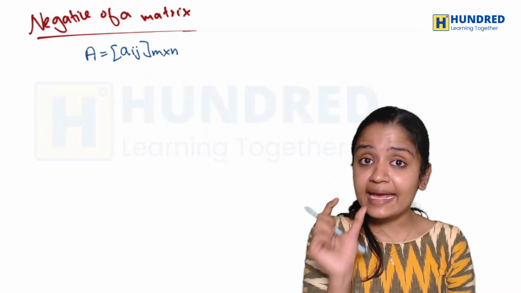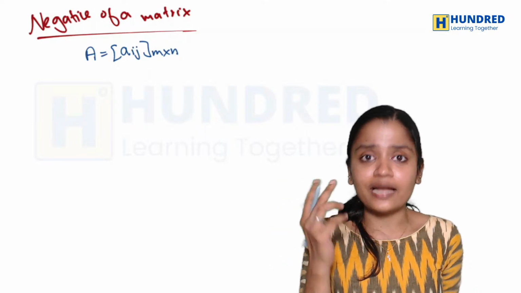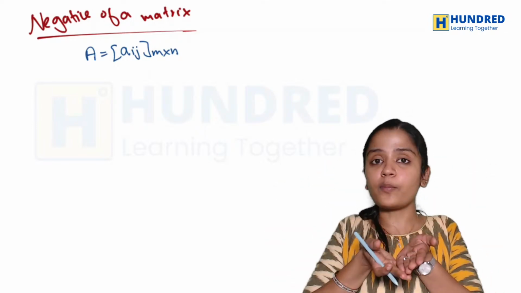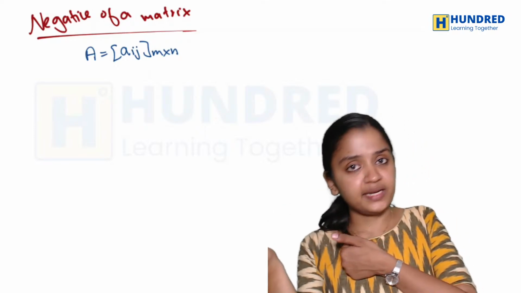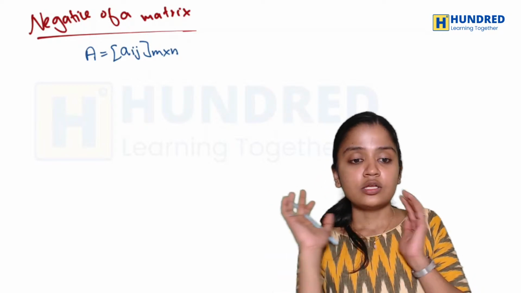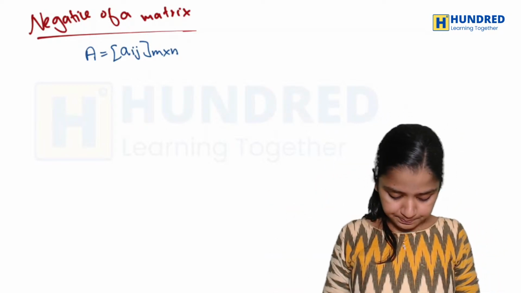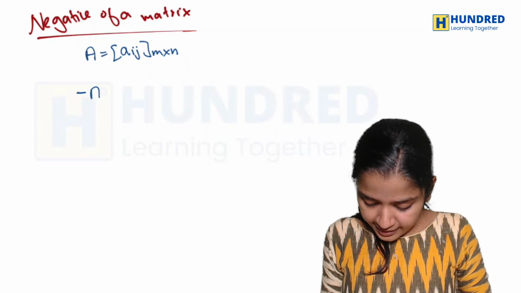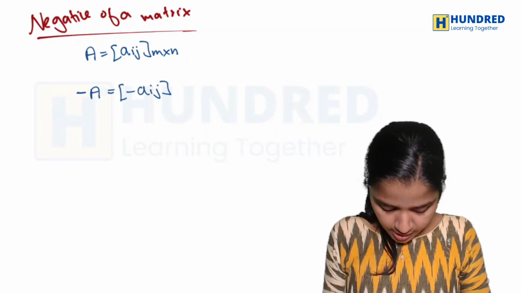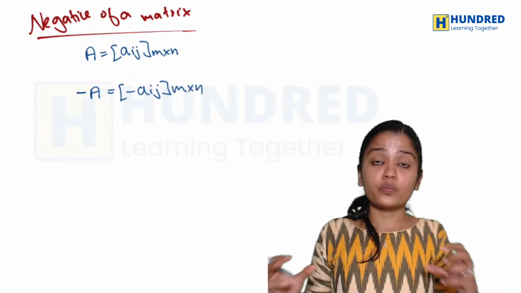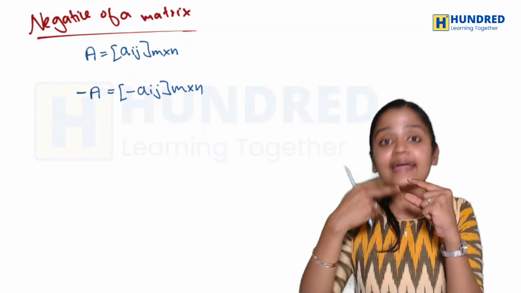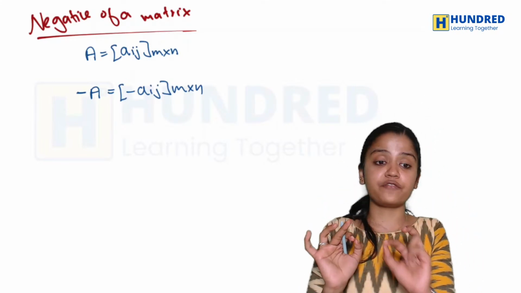In the term negative itself, you will be able to understand if you're having a positive term, that will be opposite. Like basically if you have a positive 1, you'll be getting minus 1. If you're having minus 1, you'll be getting positive 1. So that is what you will be getting. Okay. So now minus A will be equal to minus Aij into M cross N. So basically each and every element will be the negative of it. Okay. Each and every element.